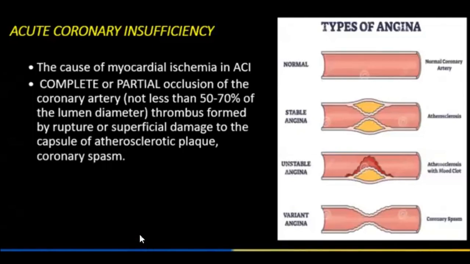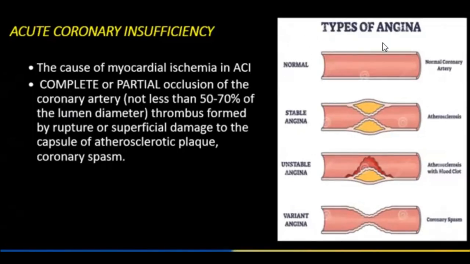Acute coronary insufficiency is a cause of myocardial ischemia. For example, here are types of angina. It's a stenosis, some problem with vessels. For example, here: normal coronary artery, stable angina with atherosclerosis, atherosclerosis with blood clot, and variant angina with coronary spasm. Acute coronary insufficiency is a cause of myocardial ischemia: complete or partial occlusion of the coronary artery, thrombosis formed by rupture or superficial damage to the capsule of an atherosclerotic plaque, coronary spasm.